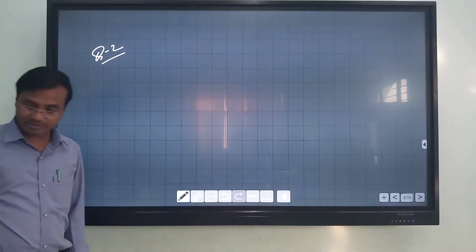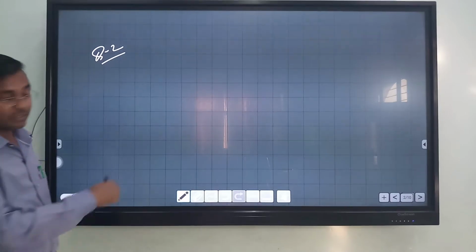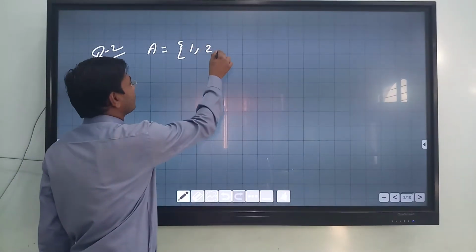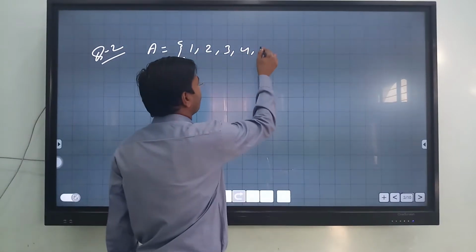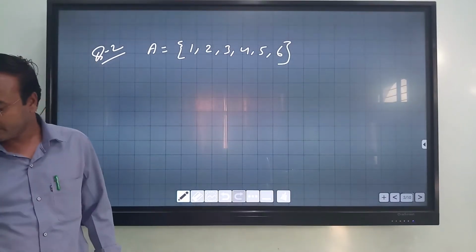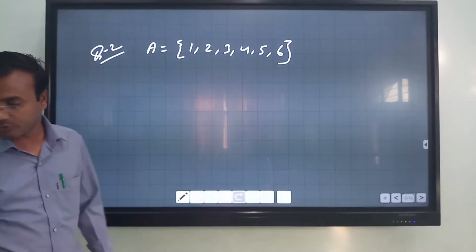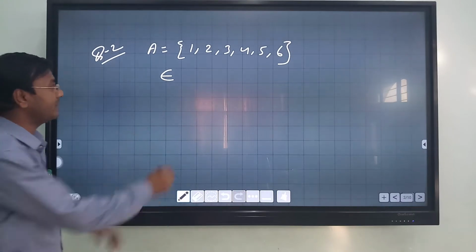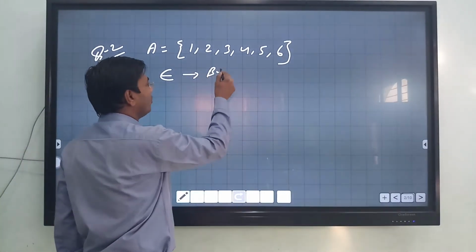Now let's discuss question number 2. There is a set given, A equals 1, 2, 3, 4, 5 and 6, right? 6 elements are given and we have to use the appropriate symbol. Recall, the symbol epsilon means belongs to.